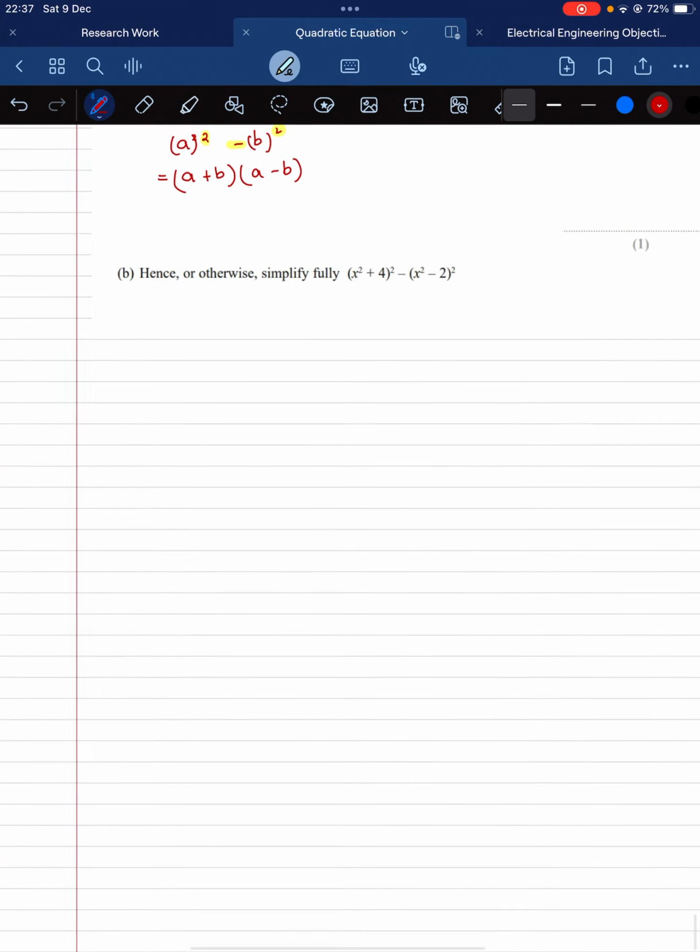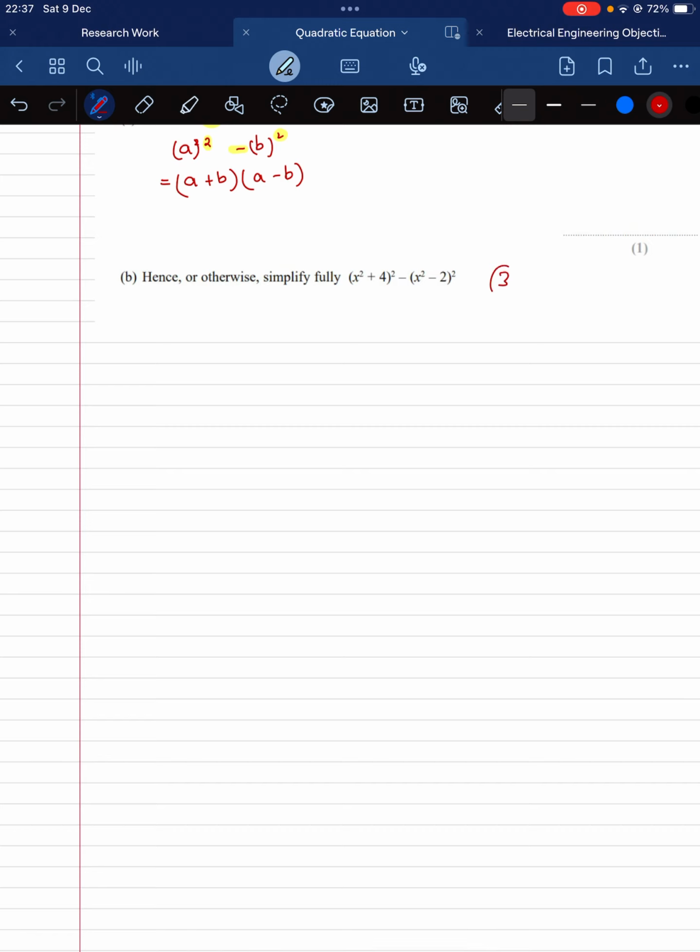For part B you have to simplify. This is a 3 marks or 4 marks question. It is quite lengthy. We just need to open the brackets and multiply. So we have x square plus 4 square minus x square minus 2 square.